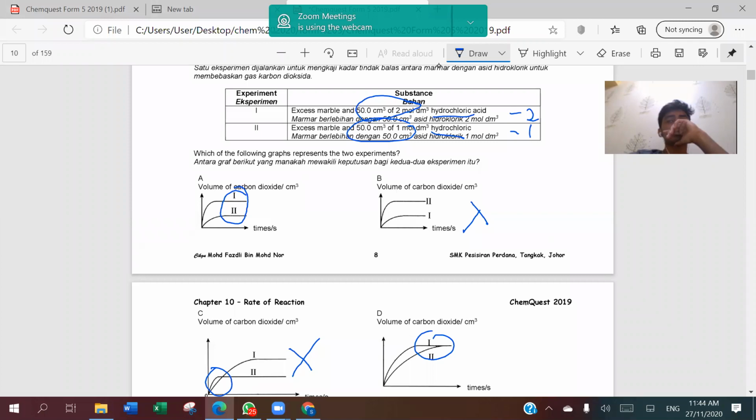How do I know? How would the teacher know? Here, I must calculate the number of moles, okay? Now, each one of you calculate for me the number of moles for the first one.